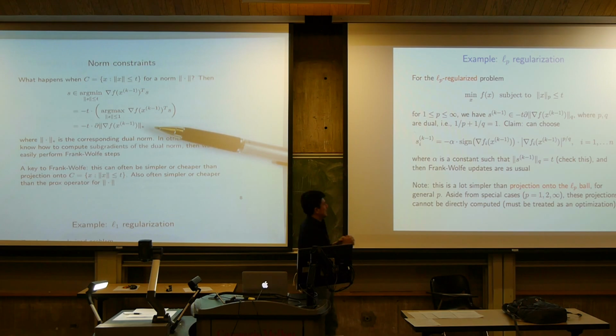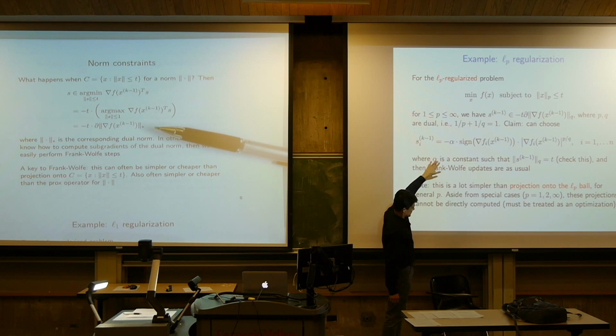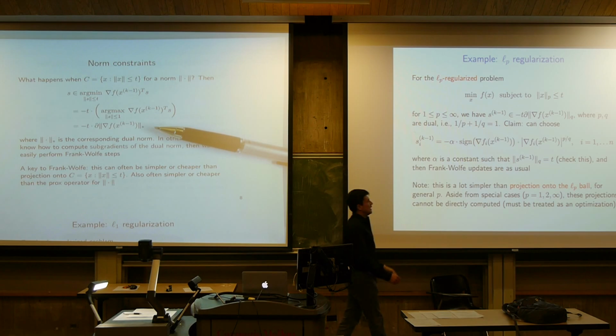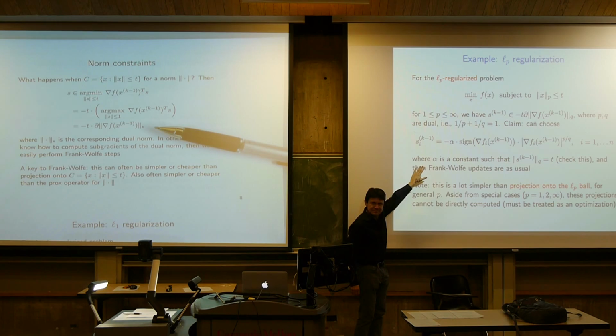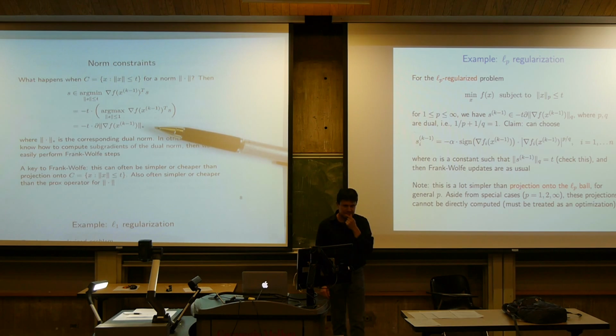It takes a little bit more work, but essentially you apply what is called Holder's inequality, and then you see that the minimizer there is attained at this vector, where you have to scale this so that the q norm is 1. This is a straightforward calculation, but it's not a triviality. I'm skipping a few steps here. Now, again, this is much simpler than projecting onto the Lp ball.